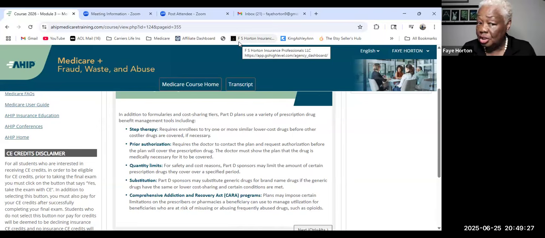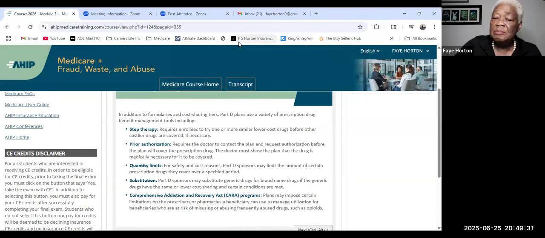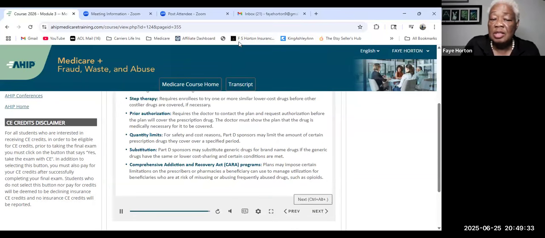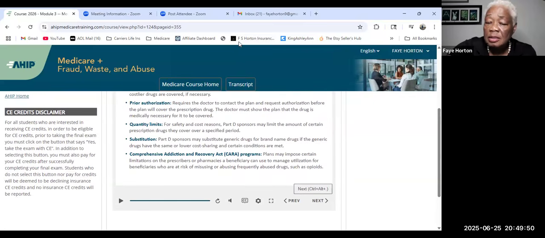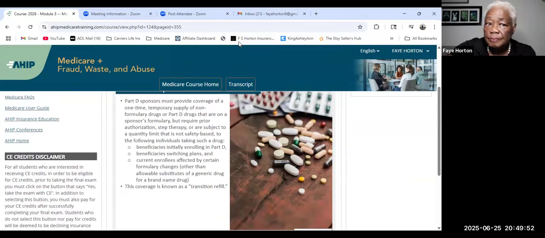Comprehensive Addiction and Recovery Act programs. Plans may impose certain limitations on the prescribers or the pharmacies that a beneficiary can use to manage utilization for those who are at risk of misusing or abusing frequently abused drugs such as opioids.